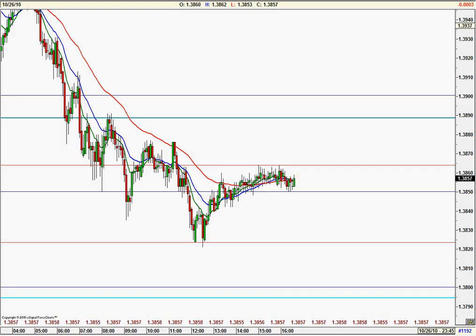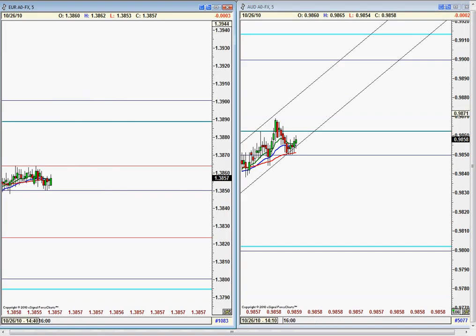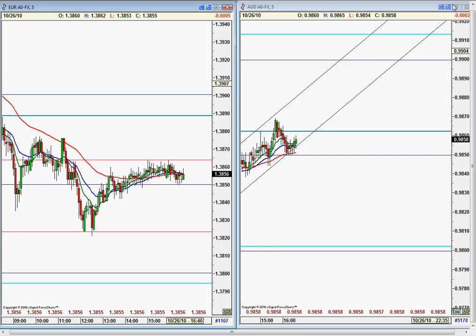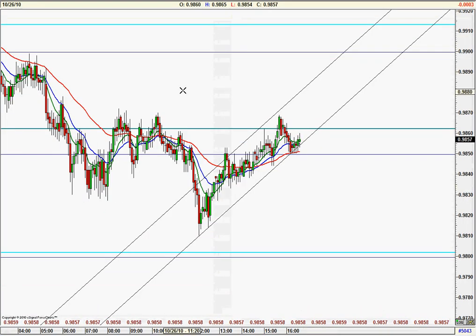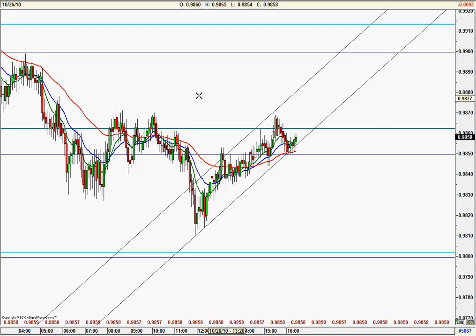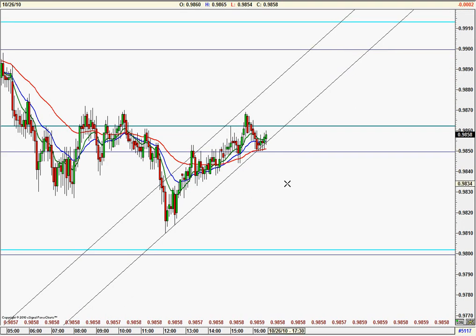Let's take a look at the Aussie dollar. What I did on the Aussie dollar is I drew a quick channel in the 5-minute charts. I've been doing a lot of channel trading lately, and it's been very successful. So what I'm doing here is I'm showing this channel. If we get a break, we close above the pivot.